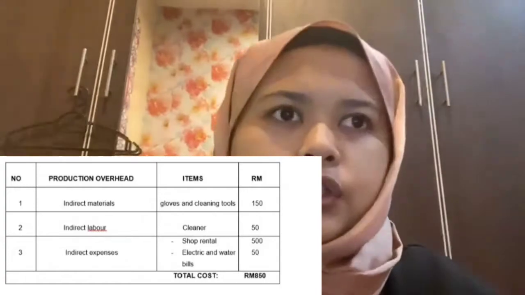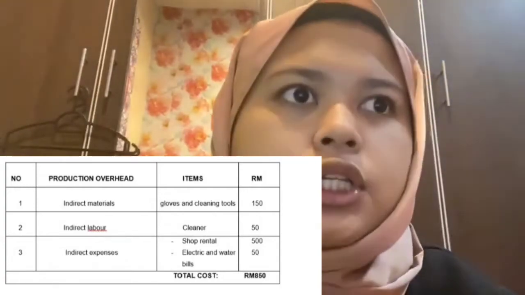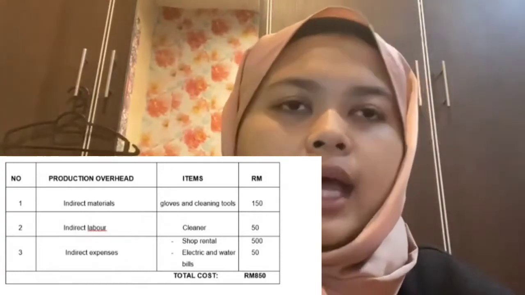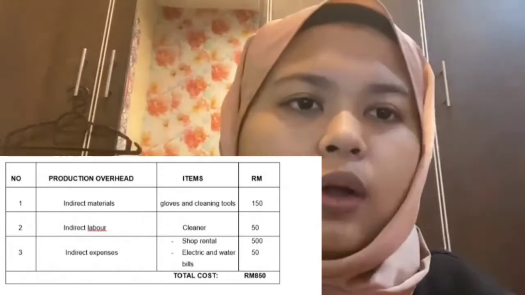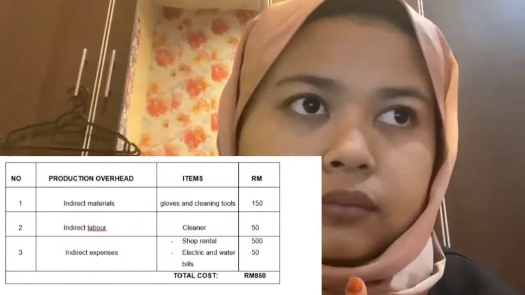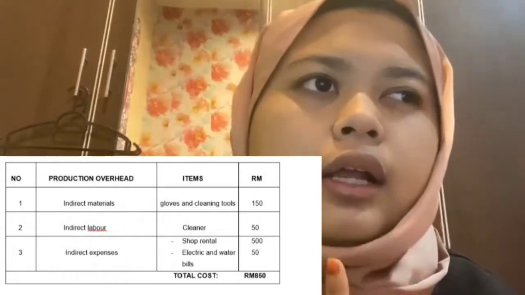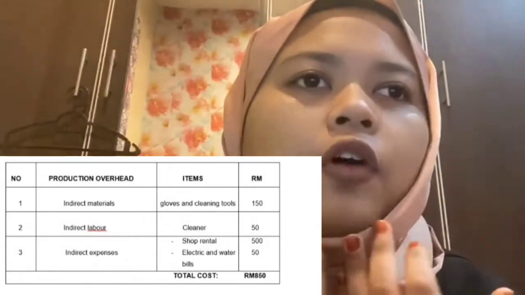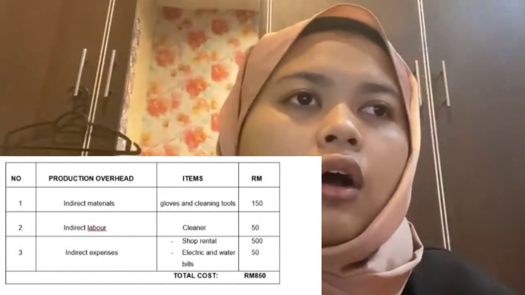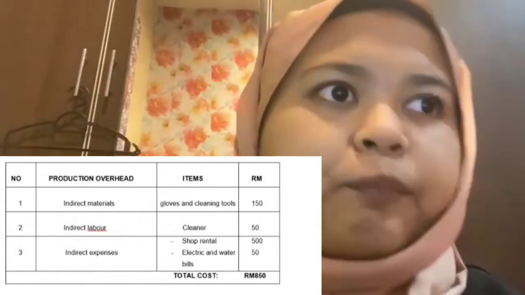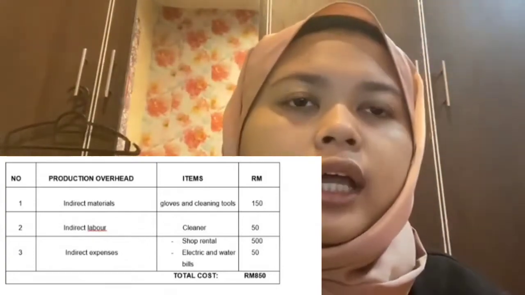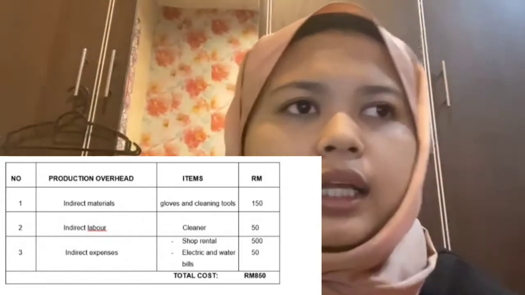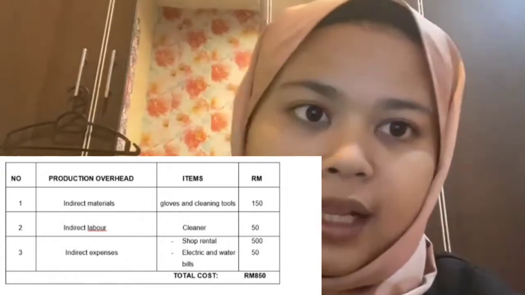Okay, next I will explain about indirect labor. For our bakery shop, we have to hire cleaners to clean our shop at opening and closing time. The reason why we hire the cleaners as our indirect labor is because we cannot fully focus on the cleanliness of our shop and also the bakery kitchen. The total cost for the indirect labor that we request for the cleaning service is 50 ringgit Malaysia.